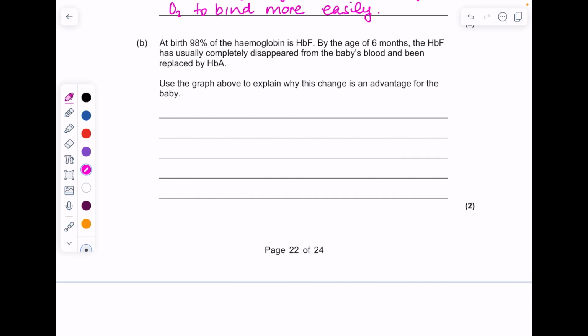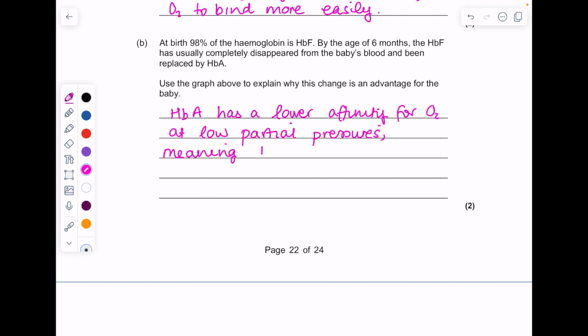So the simplest way of saying that is that the adult haemoglobin, HbA, has a lower affinity for oxygen at low partial pressures, meaning that oxygen can be more easily unloaded and used in respiration.